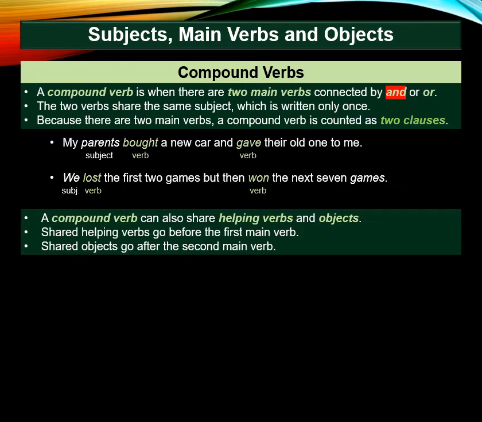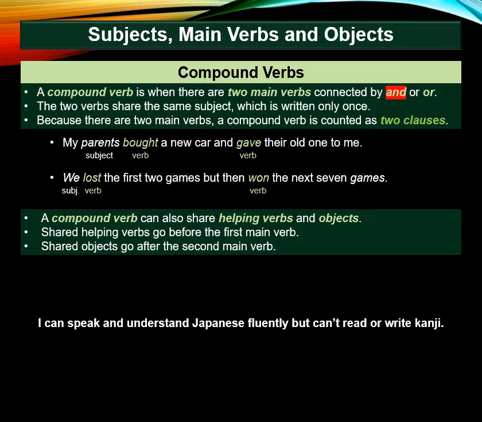A compound verb can also share helping verbs and objects. Shared helping verbs go before the first main verb. Shared objects go after the second main verb. So there's going to be a lot of stuff going on here. I can speak and understand Japanese fluently, but can't read or write kanji. So what's happening? Well, we have 4 main verbs: speak, understand, read, and write.